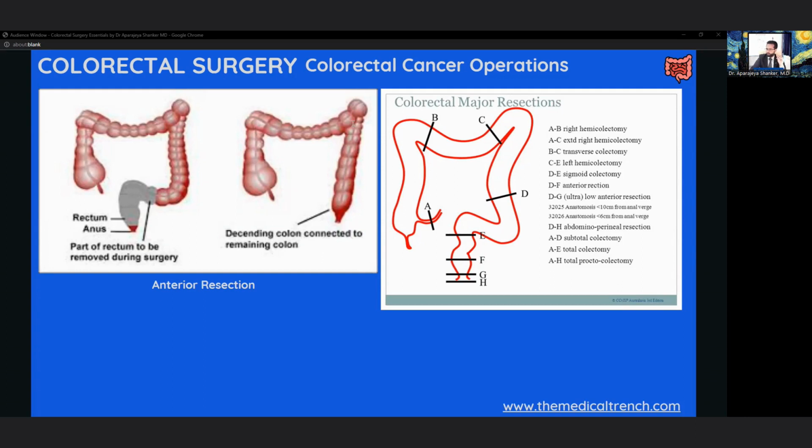Okay. So for the left and right section, on the right-hand side, anything that's on the right side, that is ascending colon, transverse colon, that's through the superior mesenteric artery, right? And on the left is through the inferior mesenteric artery. Okay, that is the difference.